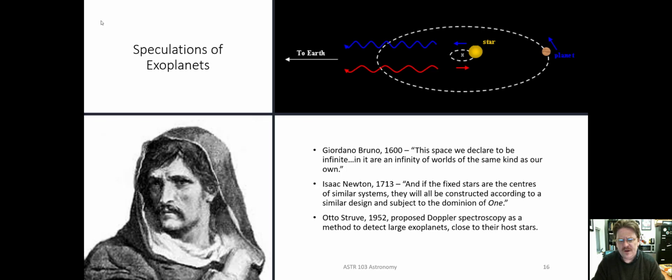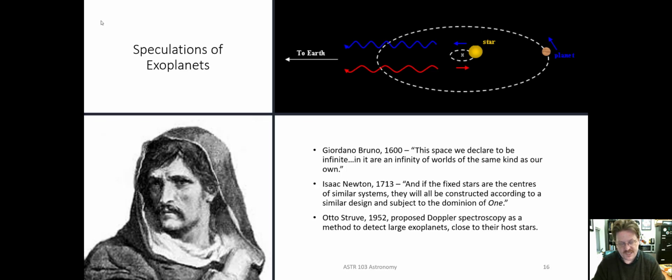And there were two fairly famous gentlemen who posed a certain question as to whether or not the Earth was singular in the universe, or probably more specific, whether or not our solar system was singular in the universe. First one was a gentleman by the name of Giordano Bruno in around 1600, and he said, quote, "This space we declare to be infinite. In it are an infinity of worlds of the same kind as our own."